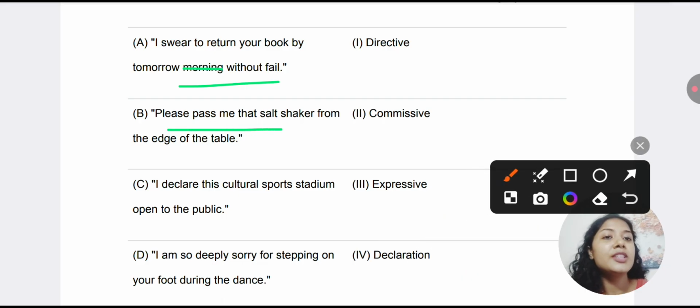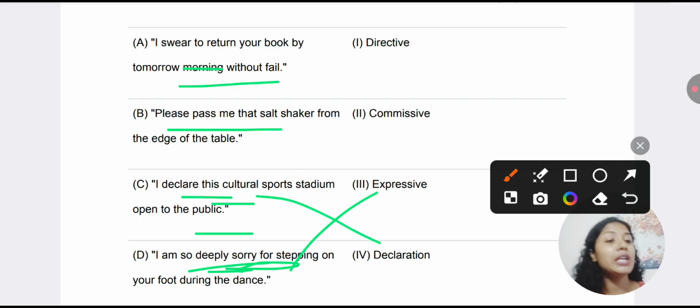Please pass me that salt shaker from the edge of the table. So if you are using the word please here, what does it mean? I declare this culture sports stadium open to the public. I am so deeply sorry for stepping on. So I am so deeply sorry, so it is your expression, right? I declare, so you can take it to the declaration. I swear to pass, you are committing, and please pass me the, this is going to be the directive.